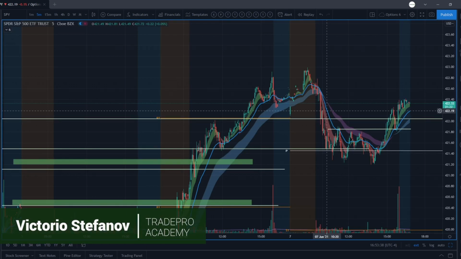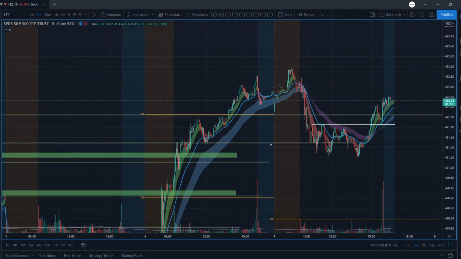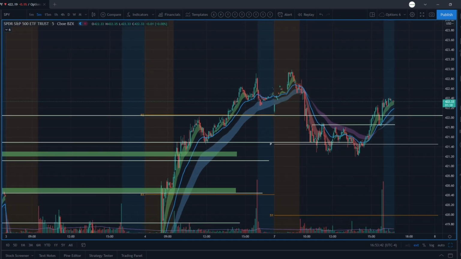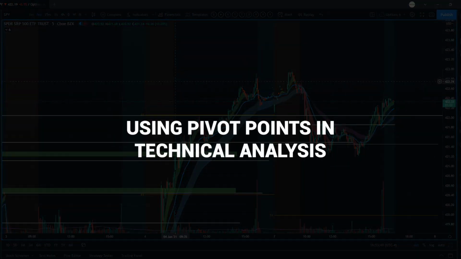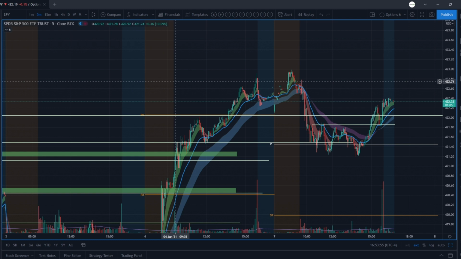In front of me on the screen you may see a chart, and this is the SPY on TradingView. And in today's video what we're going to be talking about is pivot points. We're going to be talking about how to use pivot points, what are pivot points, and how we can use them effectively to both swing trade and day trade, and how we're going to go through these pivot points on TradingView.